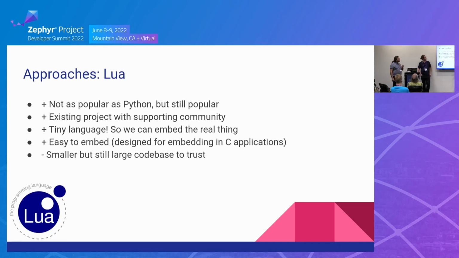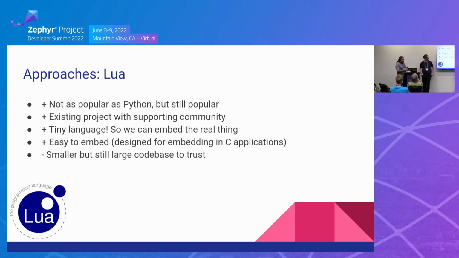So the next thing we looked at was Lua, which isn't as popular as Python, but many of you have probably heard of. It's big in the game scripting scene, so there's an established user base. There's a community. It receives patches. But the main advantage is it's microscopic, and it was designed to be embedded in C applications on the desktop. So while there's some impedance matching required, it's also easy to embed in C applications and embedded.